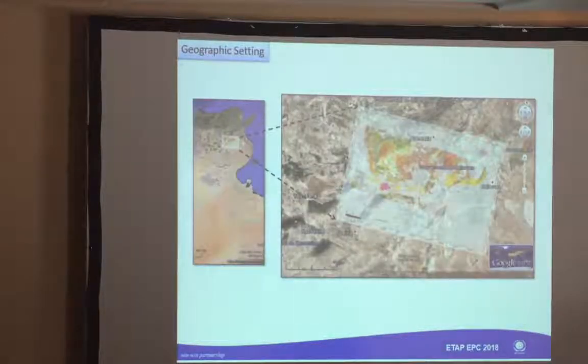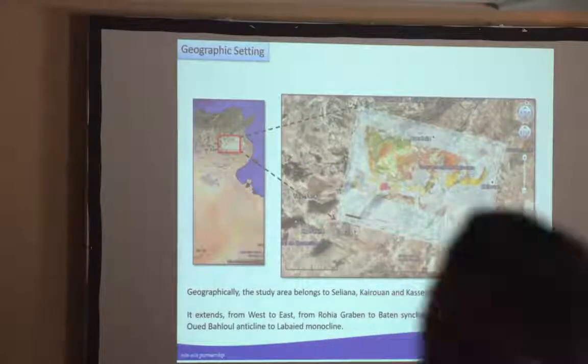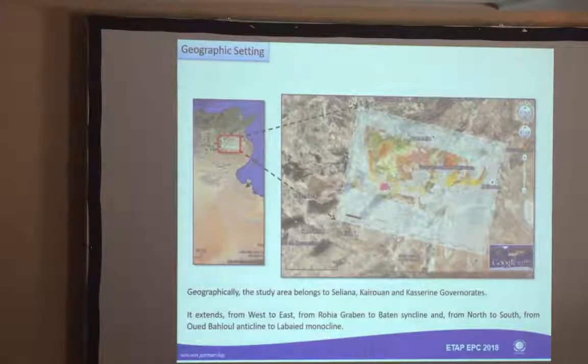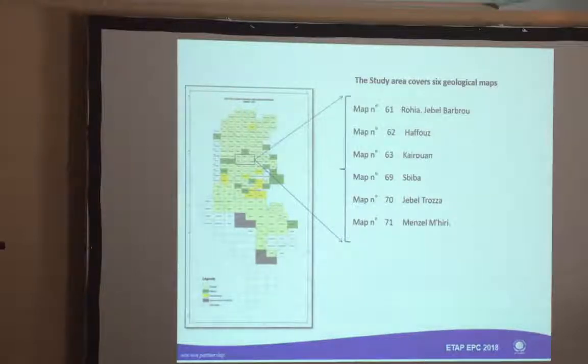Let's move on now to the geographic setting. Geographically, our study area belongs to Siliana, Rouen, and Catherine governorates. It extends from west to east, from Rohiyya Trough to Baton Syncline, and from north to south, from Wed Behlul Anticline to Labai Monocline. The study area is covered by 6 geological maps: Rohiyya, Hafous, Rouen, Sbiba, Jbal Truzza, and Manzil al-Nili.